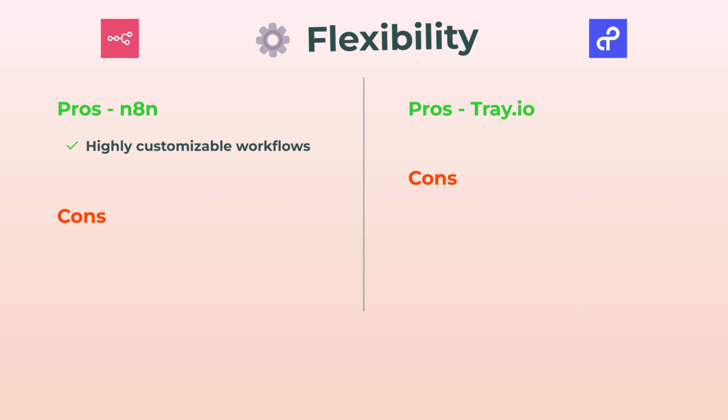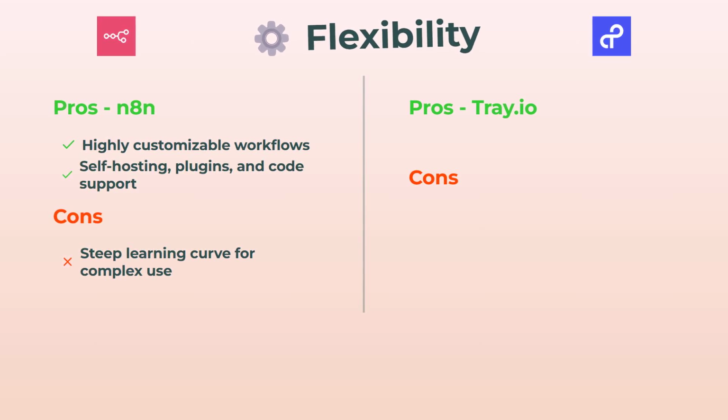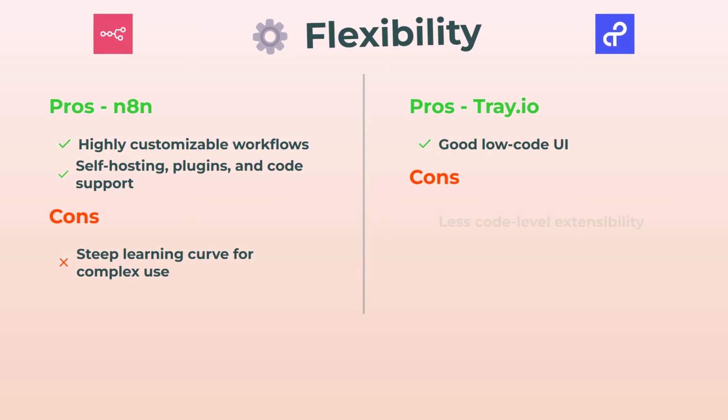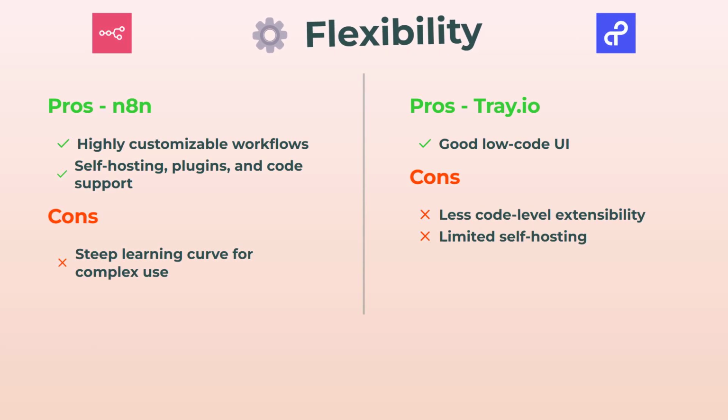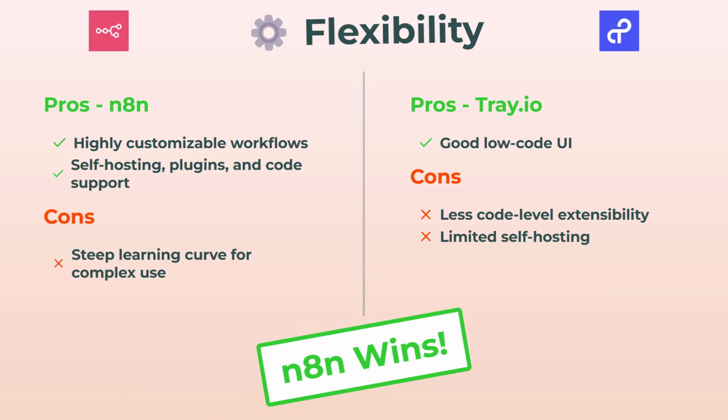All right, let's talk flexibility. This is where N8N gets super exciting. You can customize workflows, use plugins, write your own code, and even self-host. It does mean you might need to put on your developer hat, though. Tray.io, it's slick if you like your UI clean and low-code, but it doesn't let you go wild on coding or hosting. You kind of feel the walls closing in if you want deep tinkering.